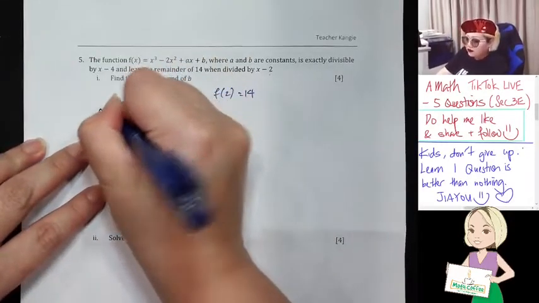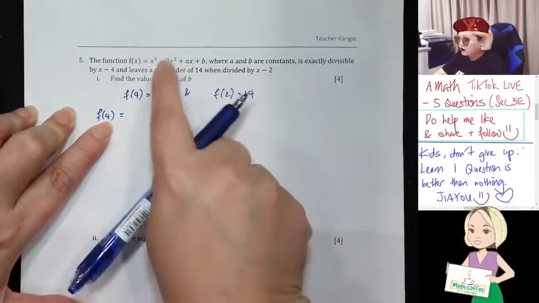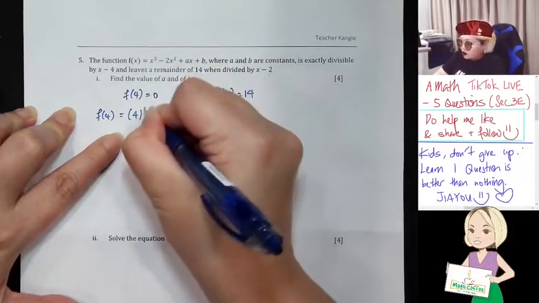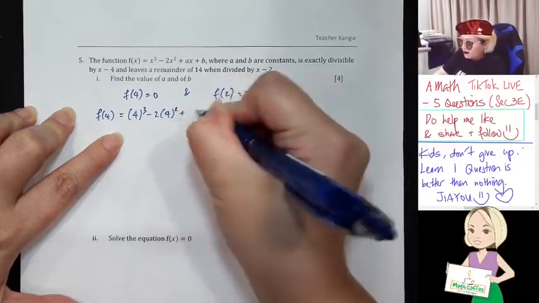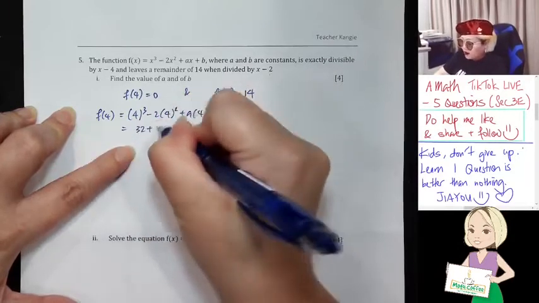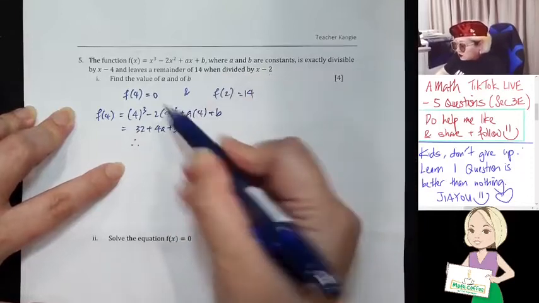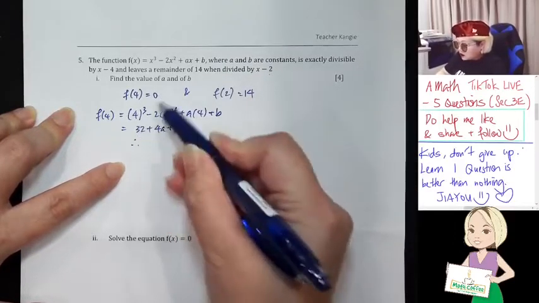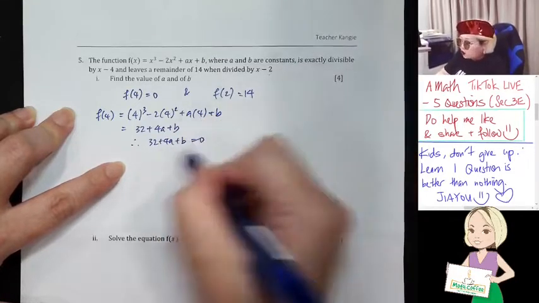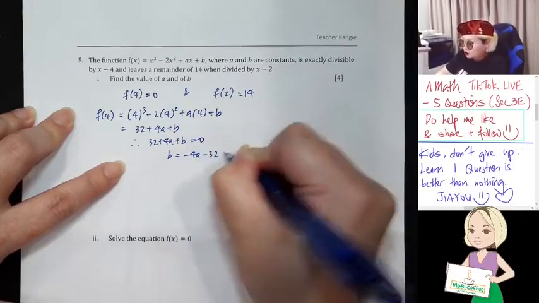f(4) simply means that you're going to sub x equals 4 into your expression over here. So always refer to the question and sub it in. So x cubed means 4 cubed, minus 2 times 4 squared, plus a times 4, plus b. With this, I get 32 plus 4a plus b. And therefore, this we know is 0. So 32 plus 4a plus b equals 0. So I'm going to make b the subject. So b equals minus 4a minus 32. Equation 1.